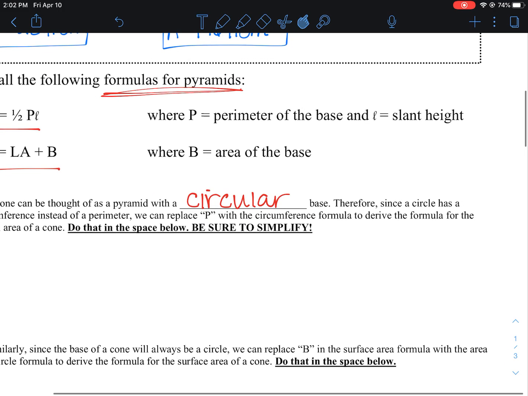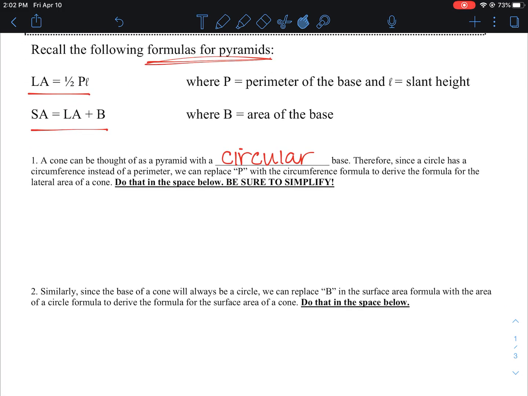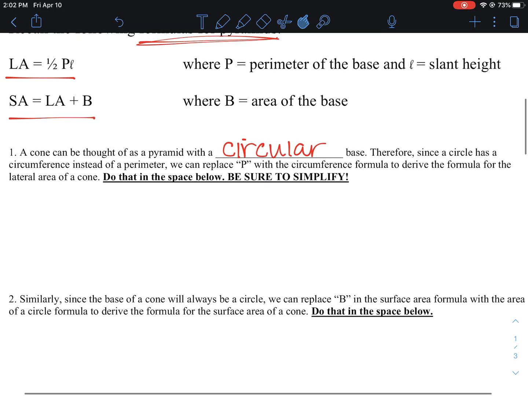They kind of look the same. It's just the base of a cone is a circle instead of a square or hexagon or whatever else kind of pyramids we were working with. So therefore, since a circle has circumference instead of perimeter, right, we wouldn't say the perimeter of a circle. That doesn't make sense. We always say circumference. We can replace that P with the circumference formula to derive the formula for the lateral area of a cone.